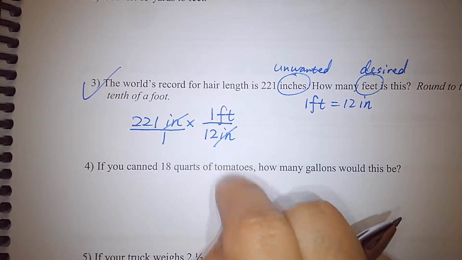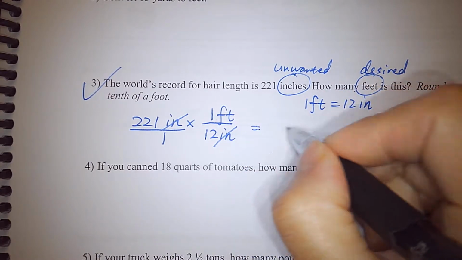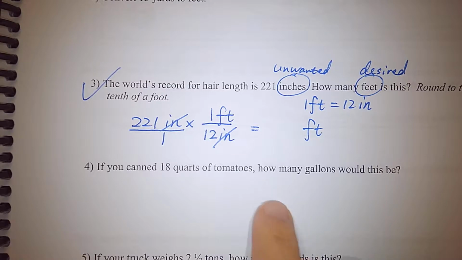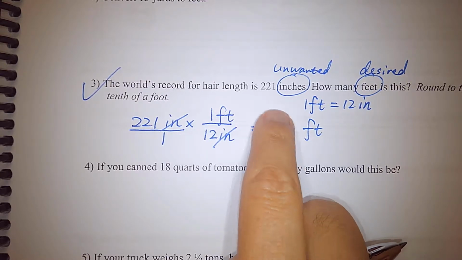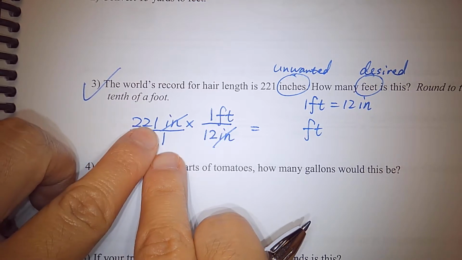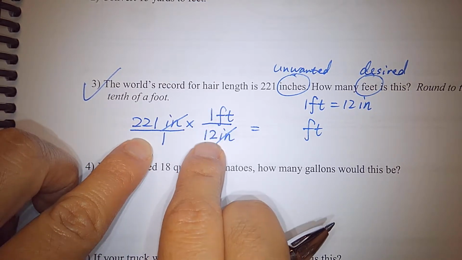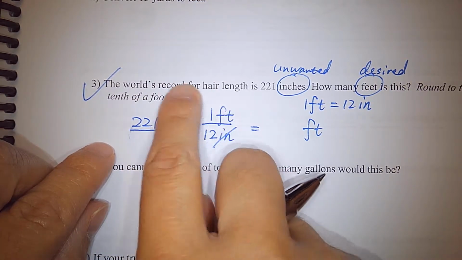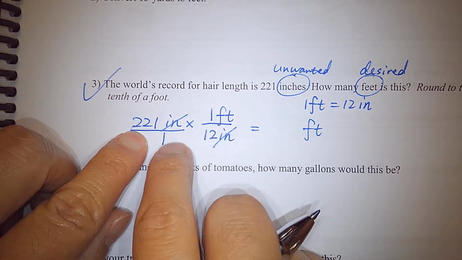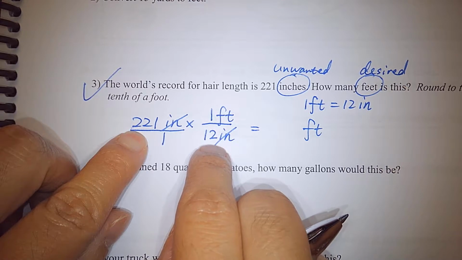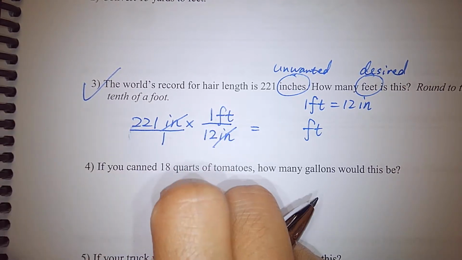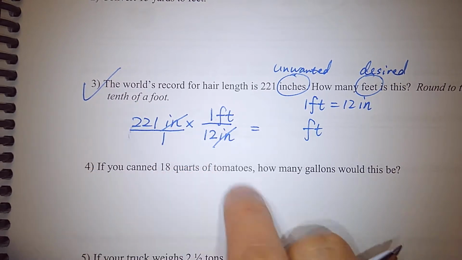We have foot left, right? So the desired unit will be in feet. And how can we figure out how many feet here? What do we do, guys? See, 221 over 1 times 1 over 12. How to compute this result? It's going to be 221 times 1 divided by what? 12. So use your calculator and give me an answer. 221 divided by 12. Round your answer to the tenth of a foot.